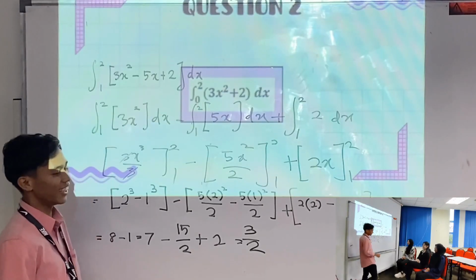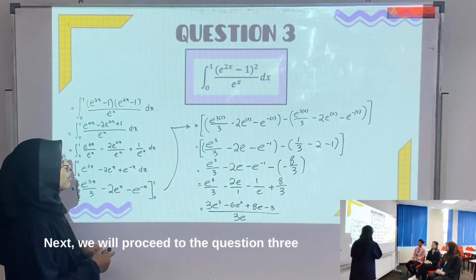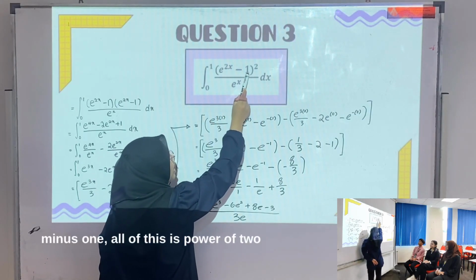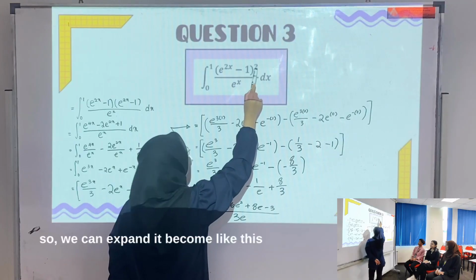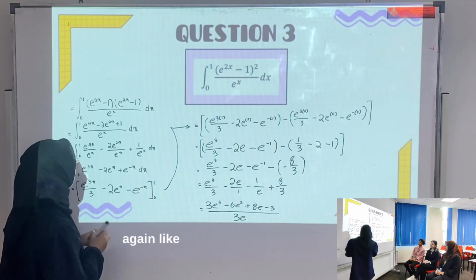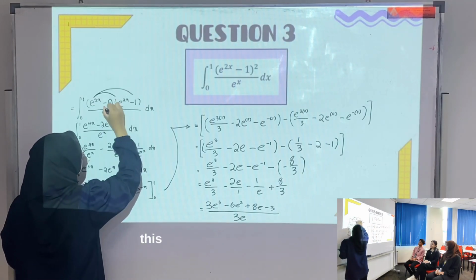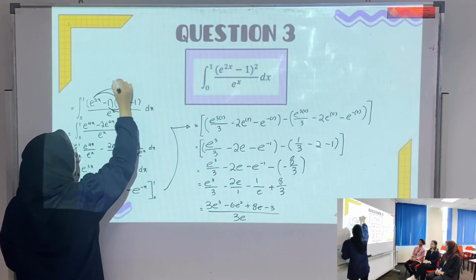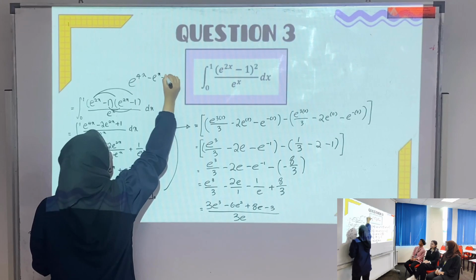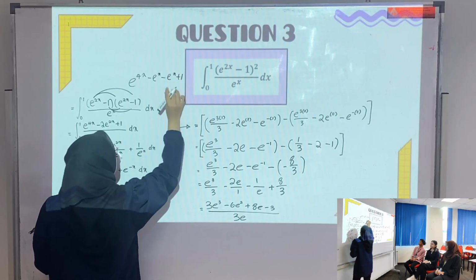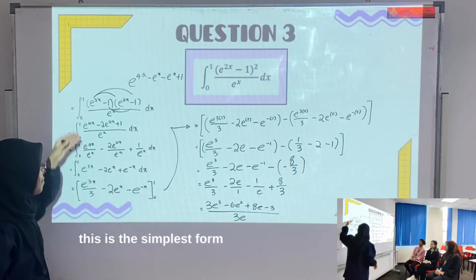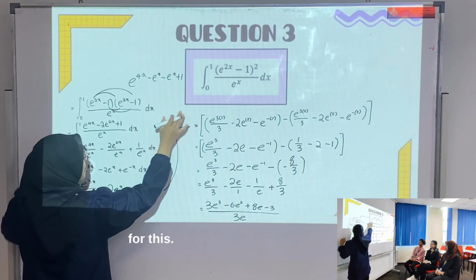Thank you. Okay, next we will proceed to question 3. For the question, we can see that the exponent, e to the power of x minus 1, all of this is to the power of 2. So we can expand it like this. From here, we can expand again and get e to the power of 4x minus e to the x minus e to the x plus 1. And we can simplify again. So this is the simplest form.